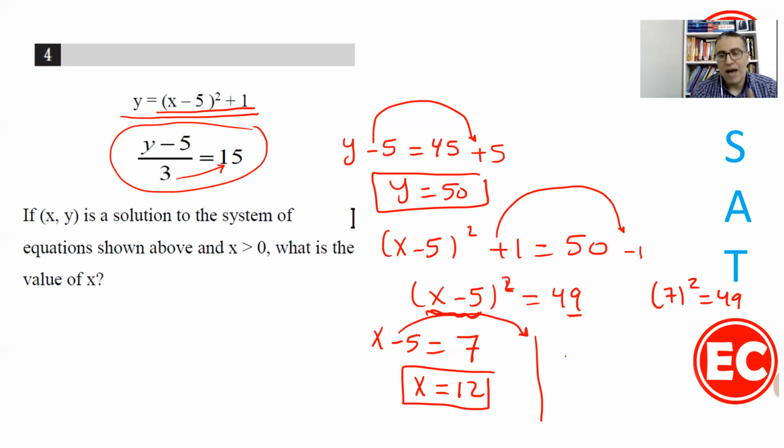Notice that I'm supposed to say that x minus 5 is equal to -7, as -7 squared also is equal to 49. But we are refusing the negative value, as x is a positive value. So the answer is 12.